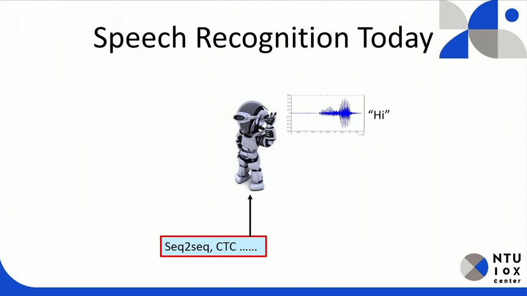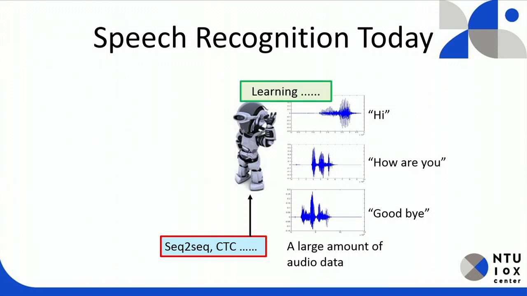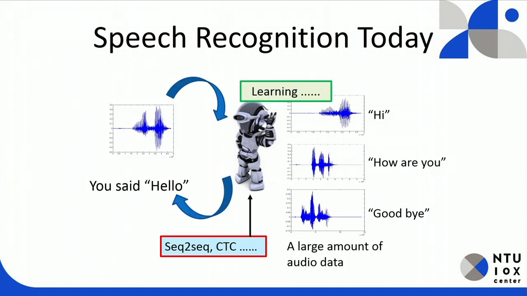You have to collect a large amount of audio, and each sentence has to be labeled with its corresponding transcription. Then with this data, you can train a sequence-to-sequence model, an end-to-end speech recognition model. Then you can do speech recognition. However, the problem is: how much data do we need to train a state-of-the-art speech recognition system?